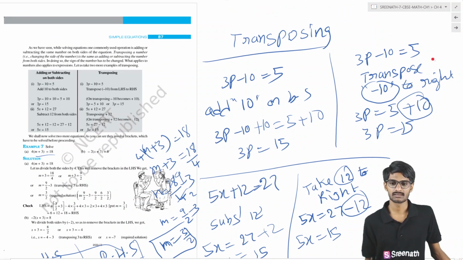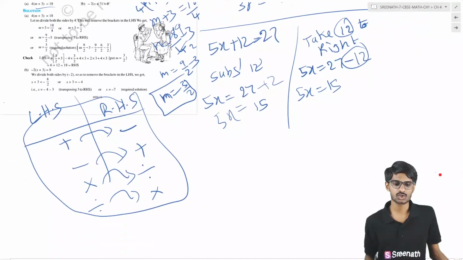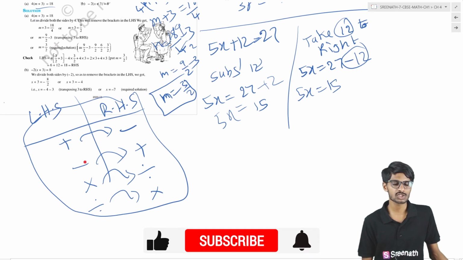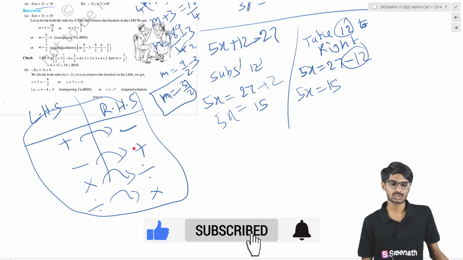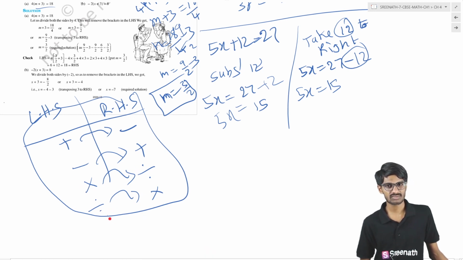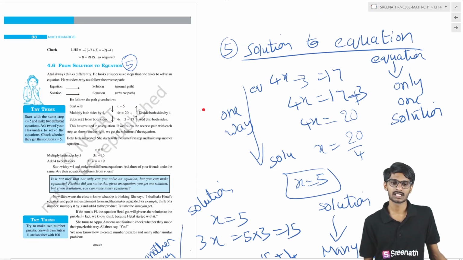And one more thing is, when you are transposing, suppose there is a plus 2 on one side. If you want to transpose it to the right side, then you have to make it minus, and if there is minus 2 on the left side, you have to make it plus 2 on the right side. If you are multiplying with 2 on the left side, you have to divide by 2 on the right side. If you are dividing by 2 on the left side, you have to multiply by 2 on the right side. That is the thing, students, that you have to follow.